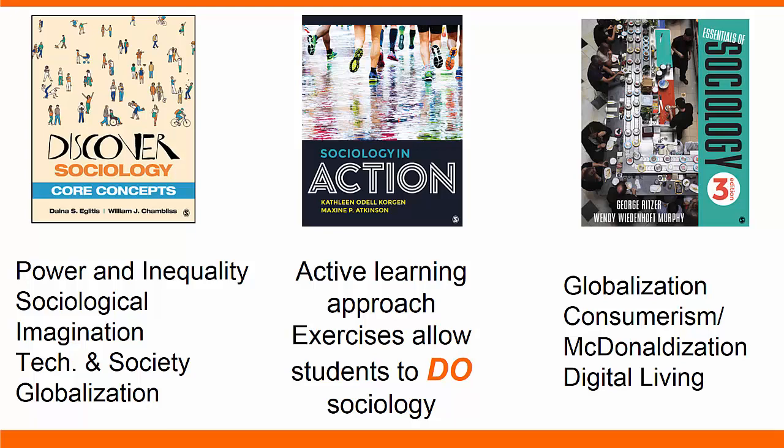Discover Sociology Core Concepts, like the parent book, looks at how our world shapes us and the social roots of issues that surround us. 4 key themes run through this title via feature boxes that focus on those themes: power and inequality, the sociological imagination, globalization, and technology and society. This core version has the same depth of content, but less institutions.